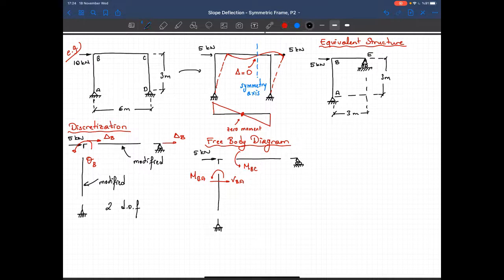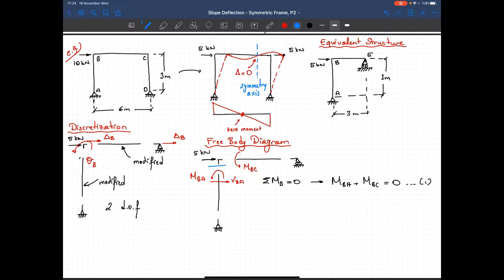Now, equilibrium equations. I have a rotational degree of freedom at B, so sum of moments at B must be equal to 0. This tells me that MBA plus MBC must be equal to 0. That's my first equilibrium equation. And for the second one, I'll transfer VBA to the node and write down the force equilibrium at node. Sum of Fx at B must be equal to 0. So this tells me that the magnitude of that shear force must be equal to 5. And that's my second equation.